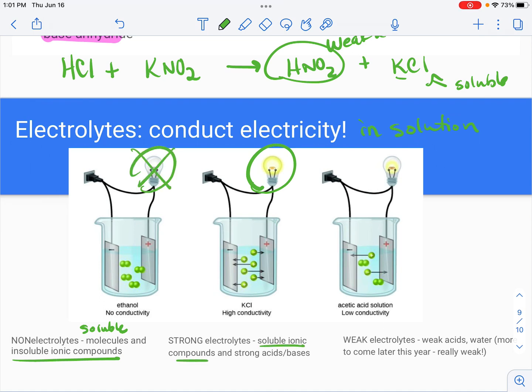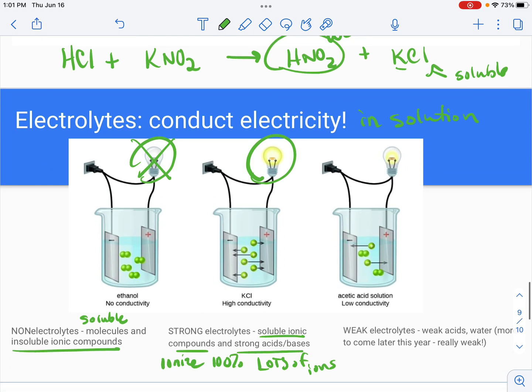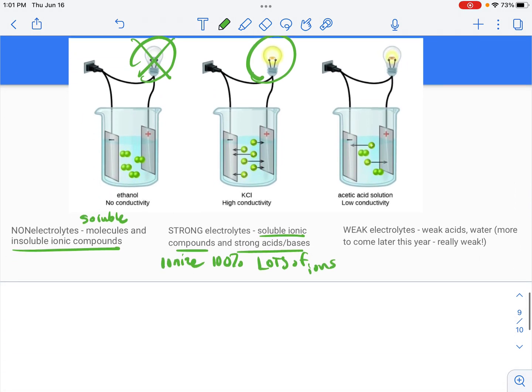So strong electrolytes would be your soluble ionic compounds and your strong acids and bases, because they ionize 100%. So they form lots of ions, so they conduct electricity really, really well. And then we have weak electrolytes, which are things like water, which is a really weak electrolyte, and more will come later this year about that.